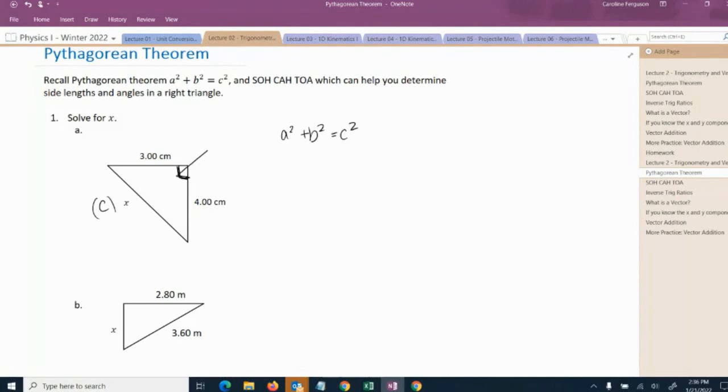So that's my x on the triangle. My a can be the 3 or the 4. It really doesn't matter. So I'm just going to write a and b as the 3 and the 4. So I have 3 squared plus 4 squared equals, instead of c, x squared. And then I'll solve. So 9 plus 16 equals x squared. 25 equals x squared. And then I'll square root, and I get 5. So really I get plus or minus 5, but it's the length of the side, so there can't be a negative length. So I'll leave it at 5.